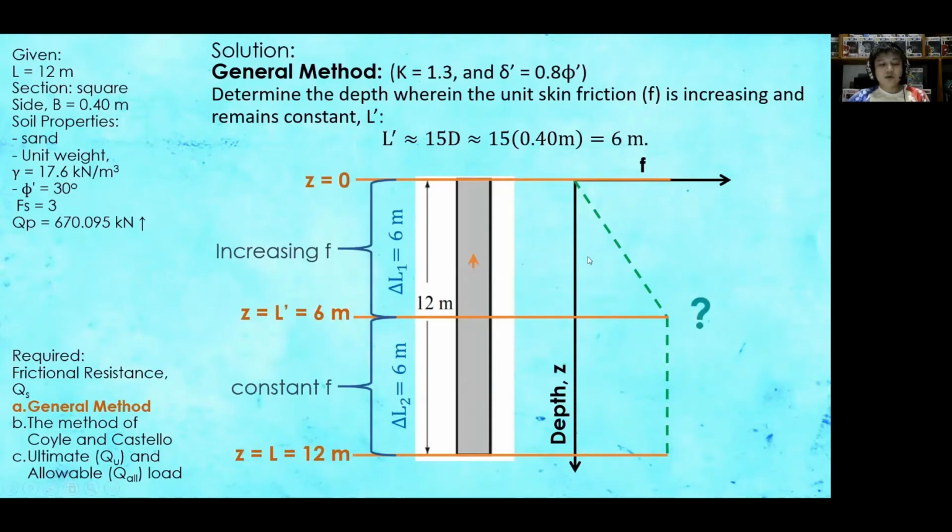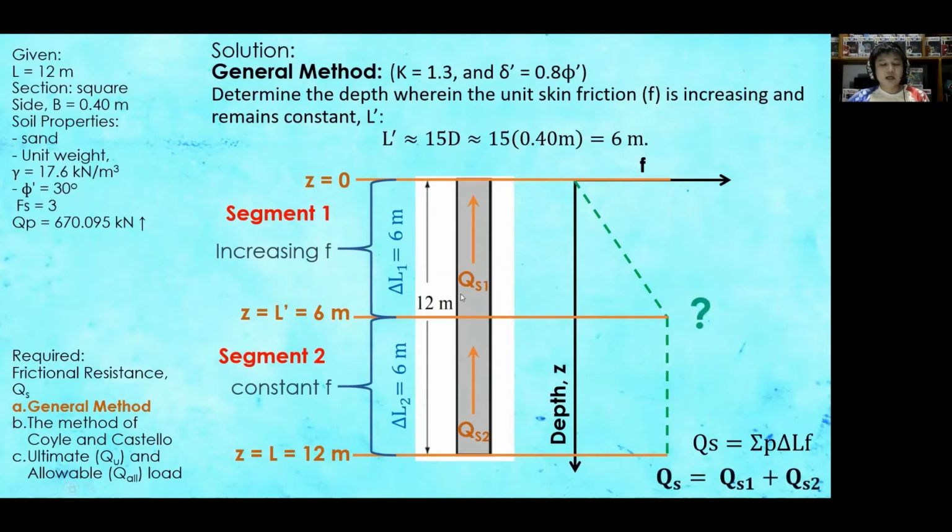With this value of L prime, we need to determine the value of unit friction that is increasing. So for the Q sub S for segment number 1, and for the uniform or constant F, which is for Q sub S for segment number 2. Q sub S is equal to the summation of P times delta L times F for this method, and based on the diagram, the resistance is equal to Q sub S1 plus Q sub S2.